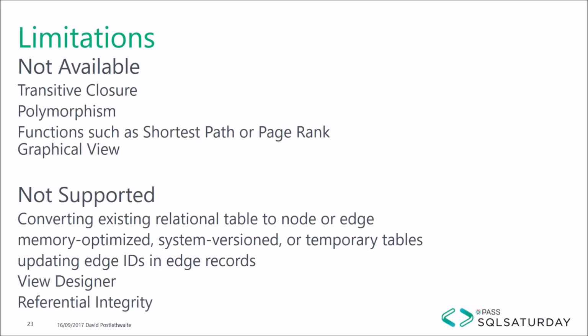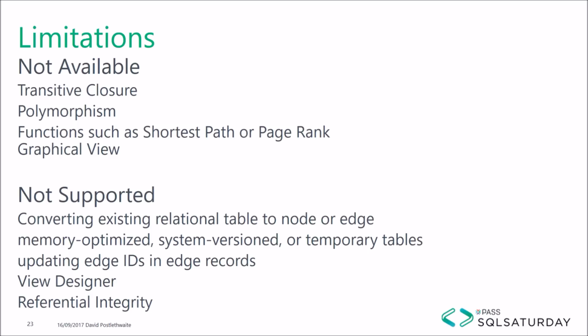So as we've seen, we don't have transitive closure. How do I find a node connected to me an arbitrary number of hops away? We don't have polymorphism. How do I find any node connected to me in a graph? We're missing various functions such as shortest path. What is the shortest path between me and another particular node? We don't have any graphical view within Management Studio. We have to rely on things like Power BI at the moment.